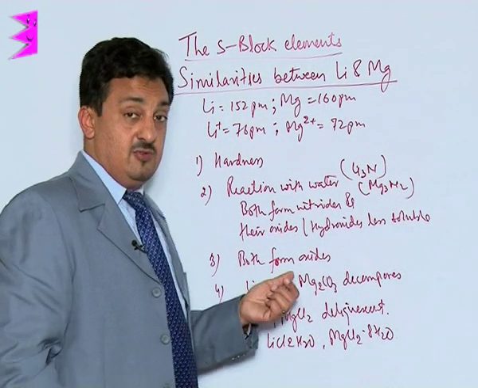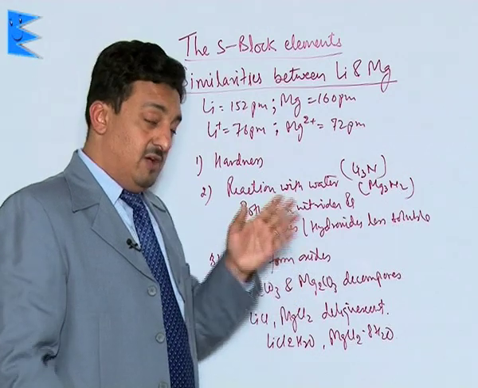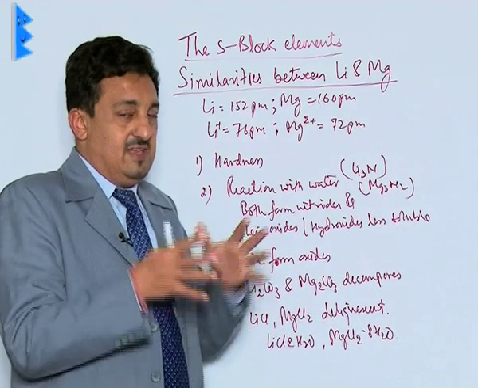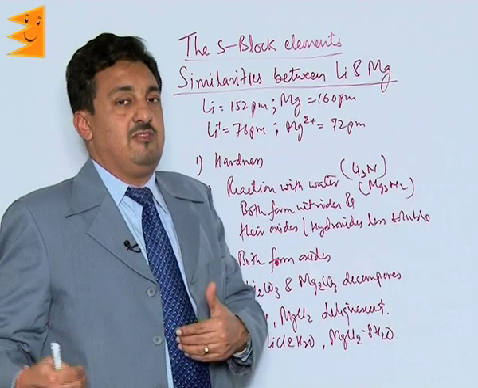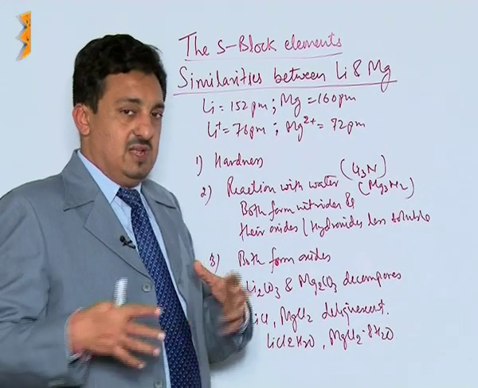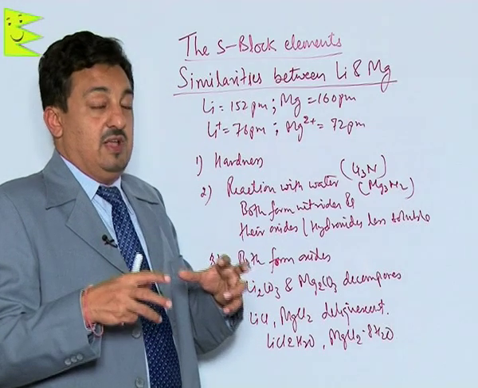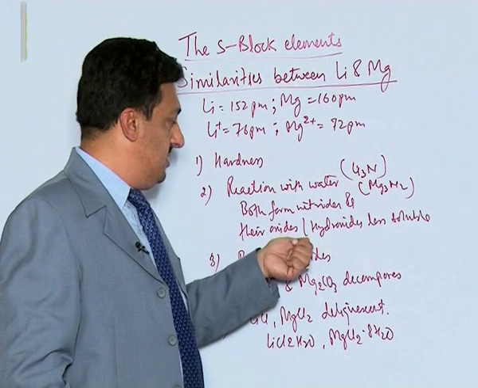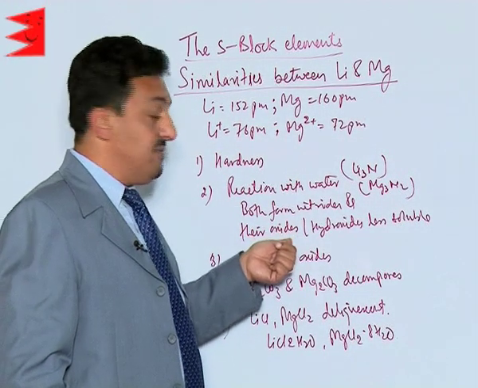Now what we need to know along with this is that both of their oxides and hydroxides are less soluble in water in comparison to those of the rest of the elements in their groups. So that is how both of them have oxides and hydroxides less soluble in water. These are the major similarities.